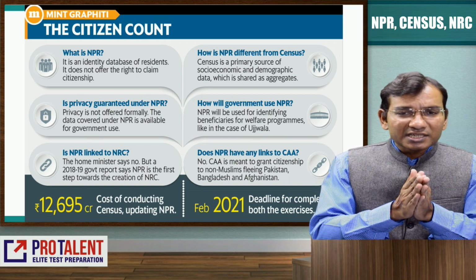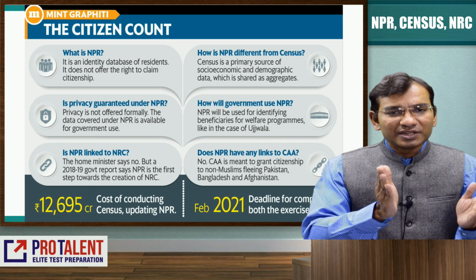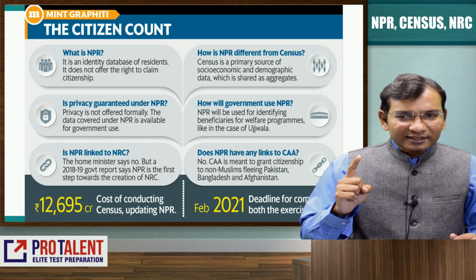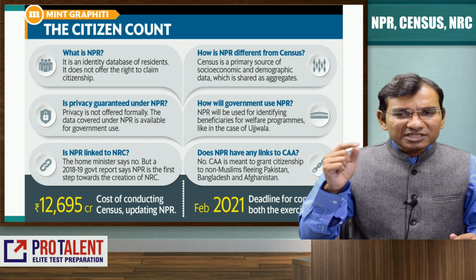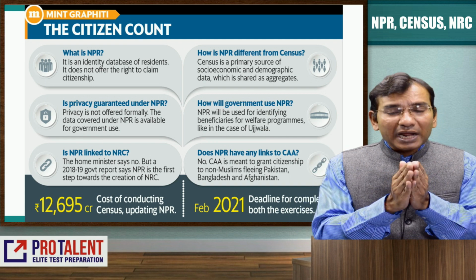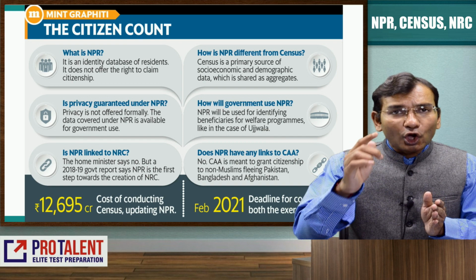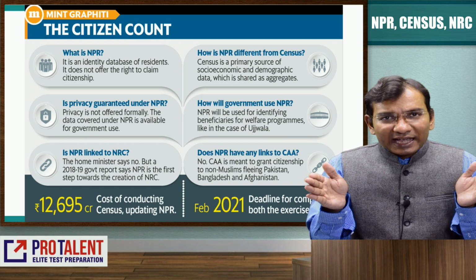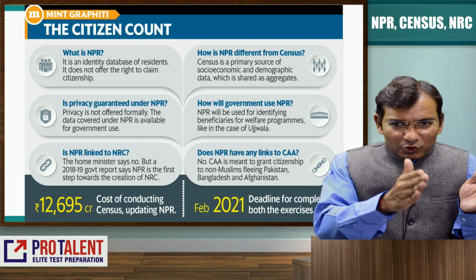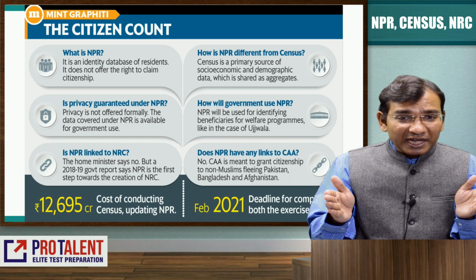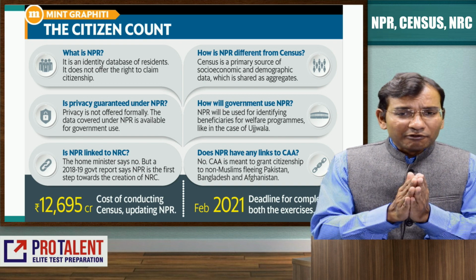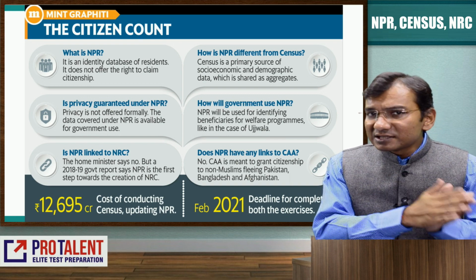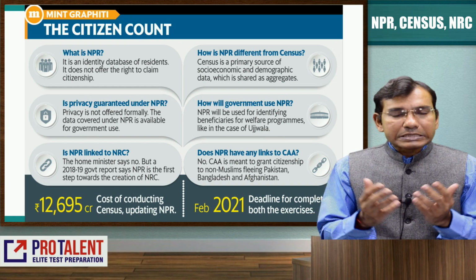So what is NPR? It is an identity database of the residents. It does not offer any right to claim citizenship. Remember that. This is very different. How is NPR different from census? Census is a primary source of socio-economic and demographic data. It is basically shared as an aggregate, nothing on an individual basis. Is privacy guaranteed under NPR? ठीक है, obviously privacy is not offered formally. Article 21 of the Indian Constitution says that privacy is a fundamental right, but NPR does not talk about it.